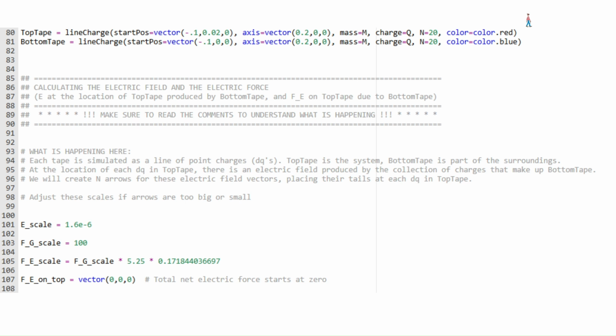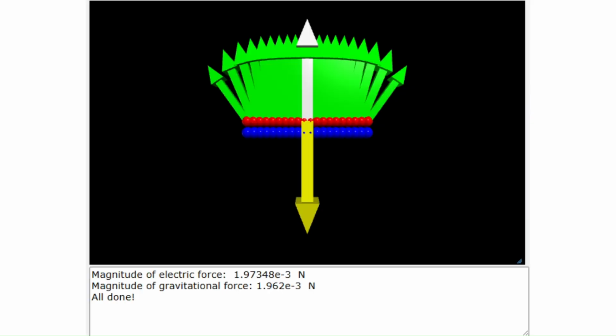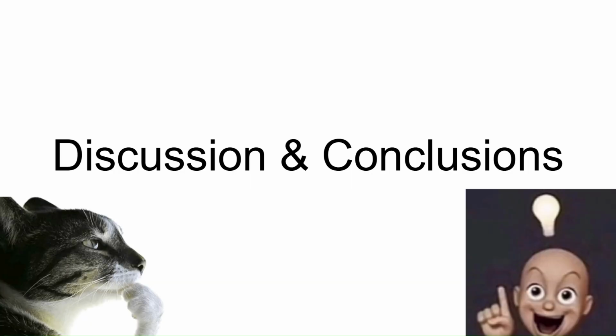Then here at the bottom we have the scale for each arrow, representing the electric force, the force of gravity, and the electric field. And we correctly set those so they would be correctly proportionate to each other. And here is the output of our code. As you can see, the magnitude of the electric force and the magnitude of the gravitational force are roughly the same, both by the actual numbers and by the arrows. And we have green arrows representing the direction of the electric field on each of the point charges of the top tape.